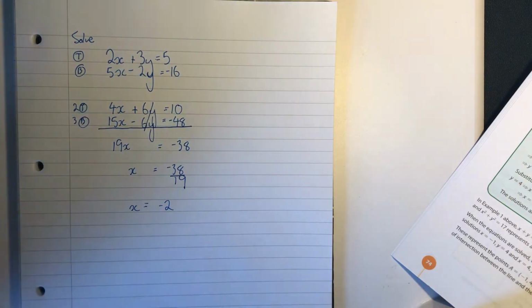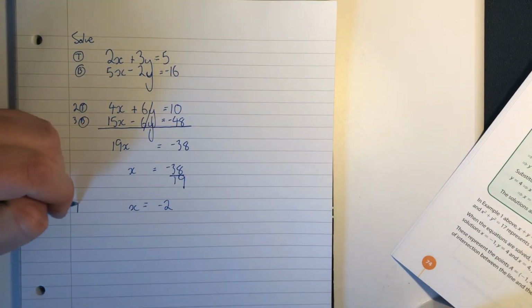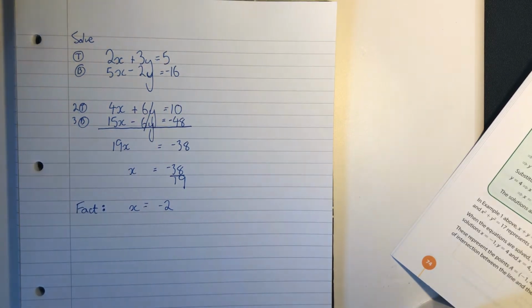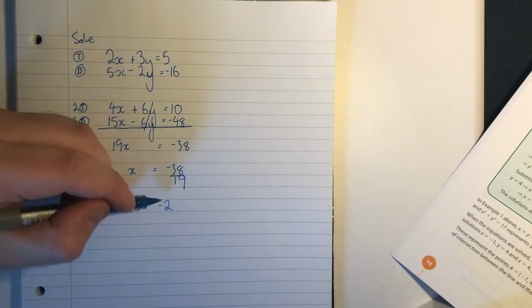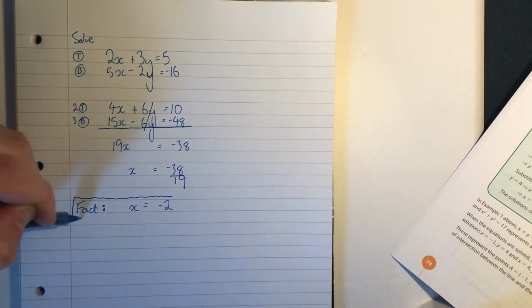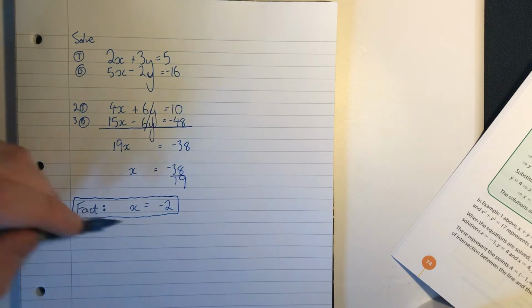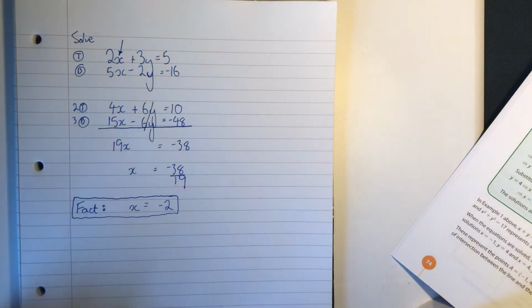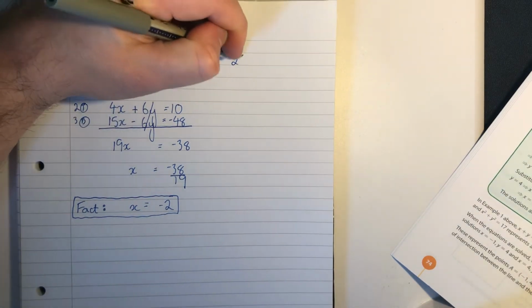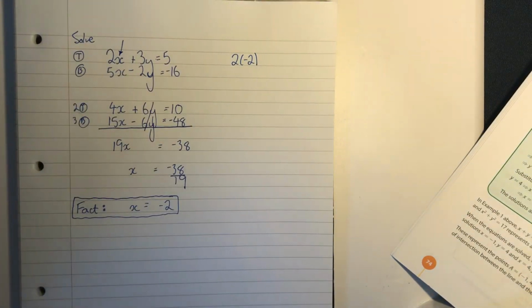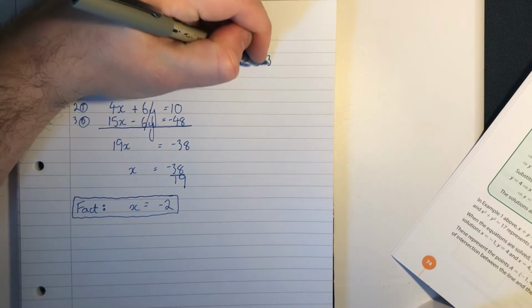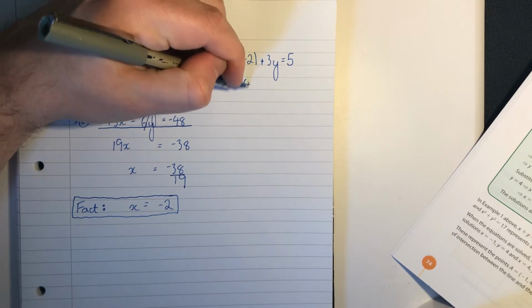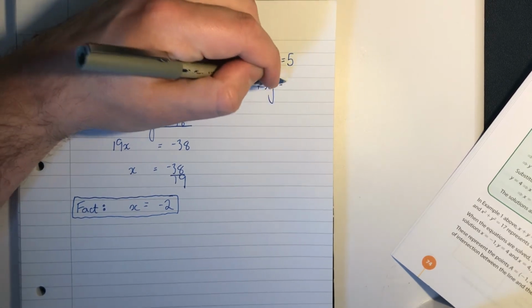Now, I would then consider x equals negative 2 to be a fact. So we've established this. This isn't fake news, this is genuine fact that x is minus 2. So therefore this x up here is also equal to minus 2. So we can now go 2 times minus 2, can you still see that? You can. Plus 3 times y, which must equal 5. So therefore minus 4 plus 3y equals 5.